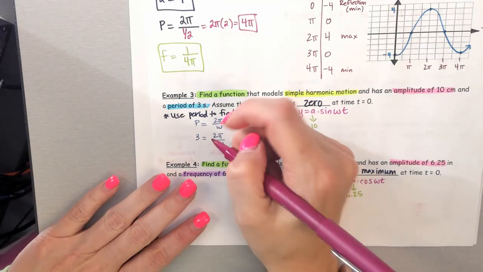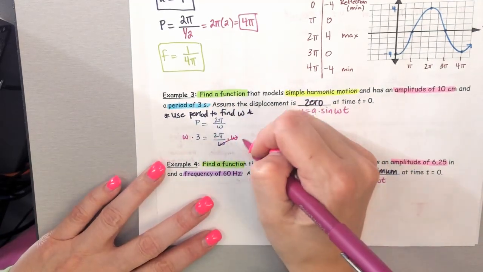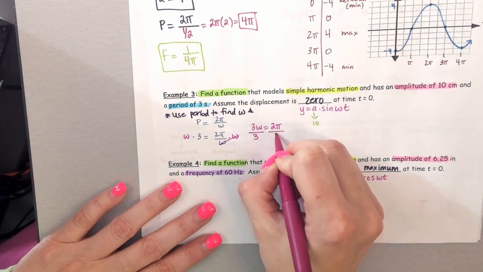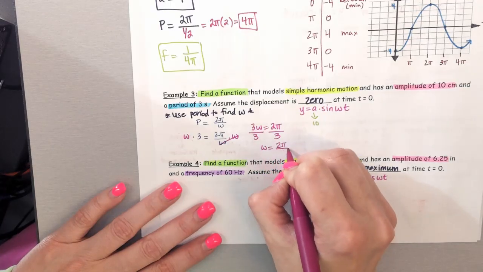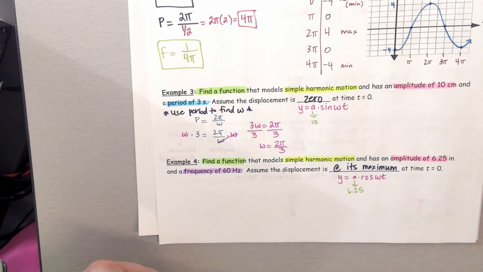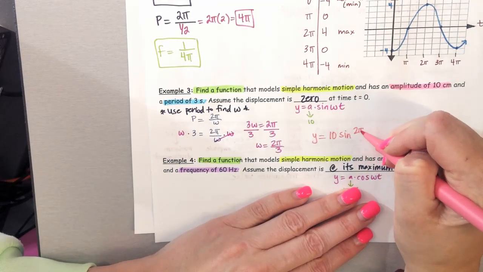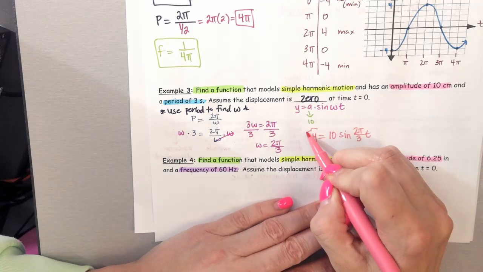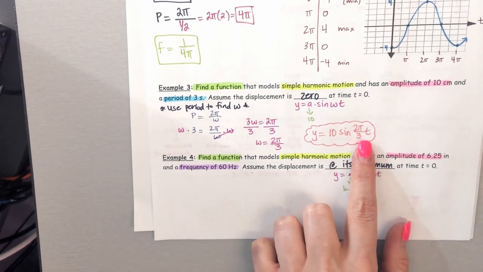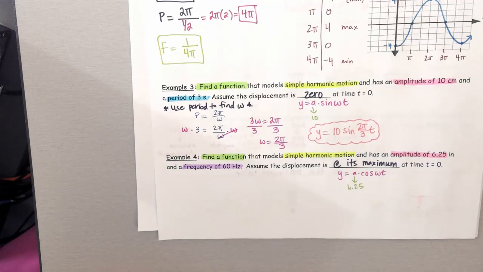Remember, if your variable's in the denominator, you are going to have to multiply by that value to simplify. So you have omega times 3 equals 2 pi. To get omega by itself, you would just divide. That is what we're going to substitute into our equation. Our final answer is y equals 10 sine of 2 pi over 3 t. Don't forget the t, because a lot of times we do all that work to find the 2 pi over 3 and sometimes we forget the input. You have to make sure that you also include your t in there.